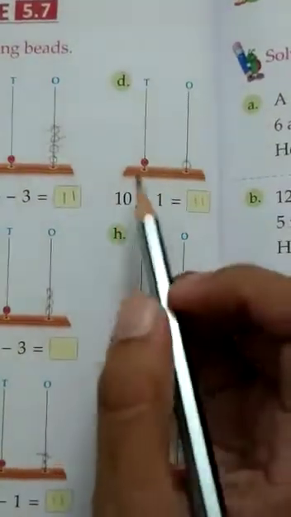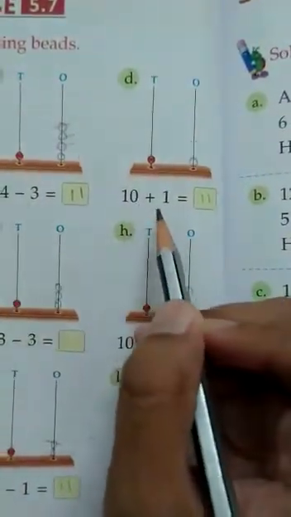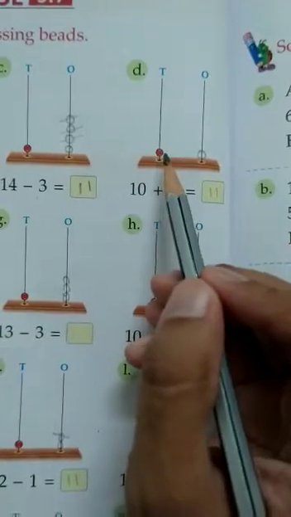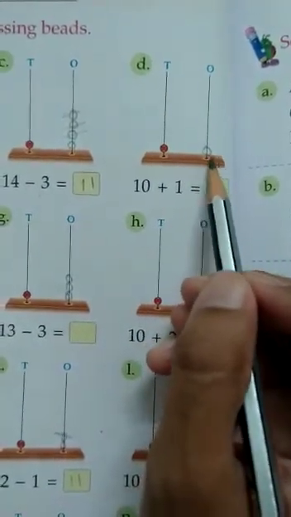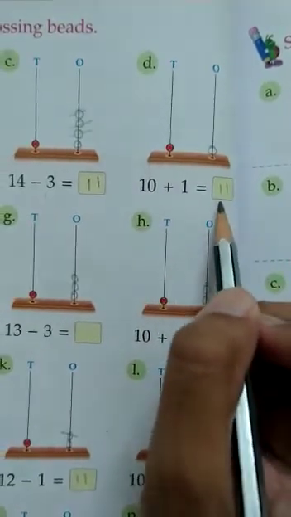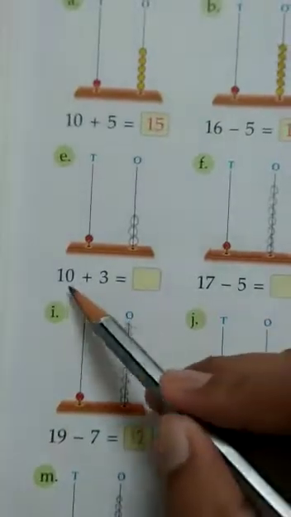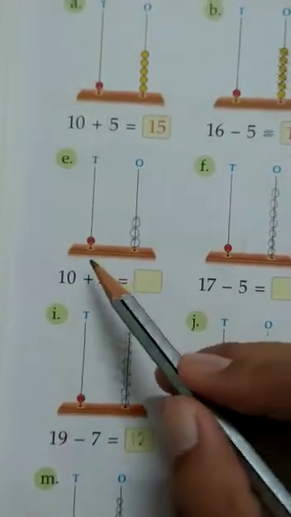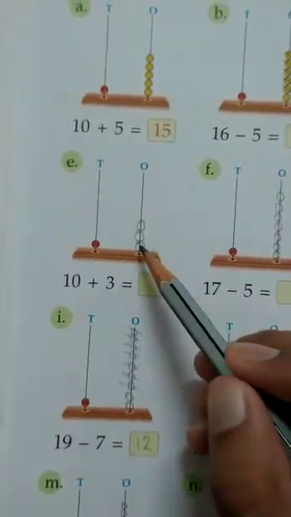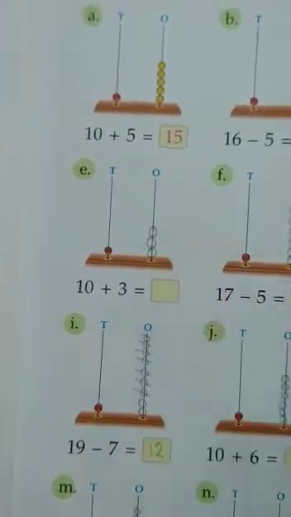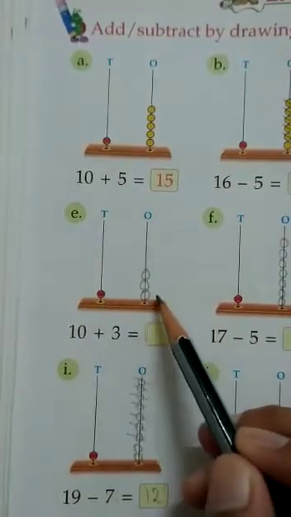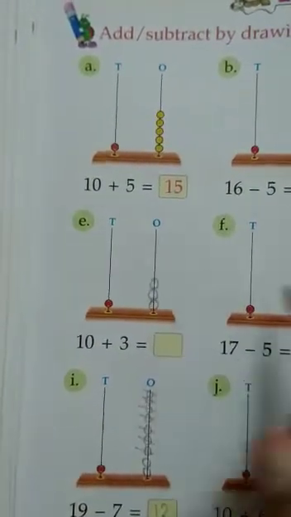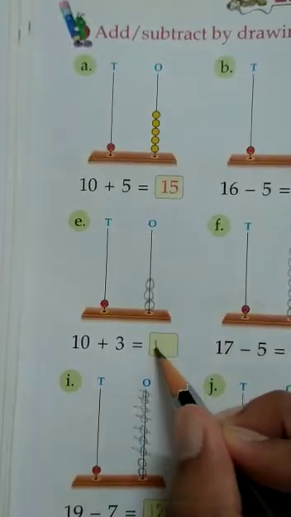Come to the second question. 10 plus 1. This represents 10. We have one bead over here. Plus 1. This is 11. You will write 11 here. 10 plus 3. This is 10. We will make 3 more. 1, 2, 3. 10 plus 3 is 13. 10, 11, 12, 13. We have 13 here.